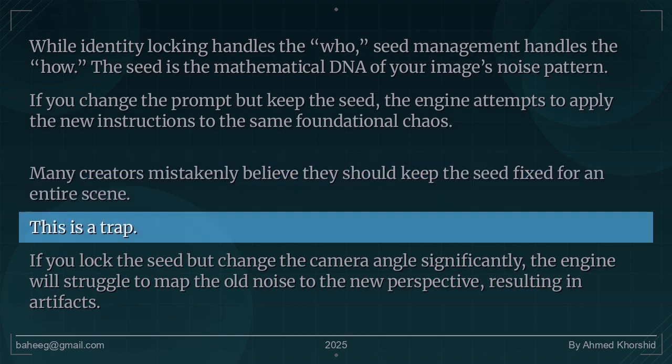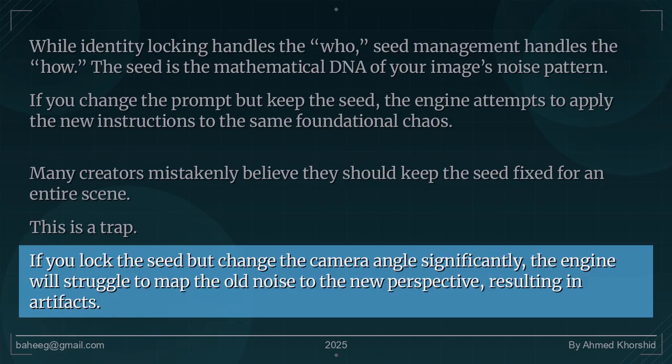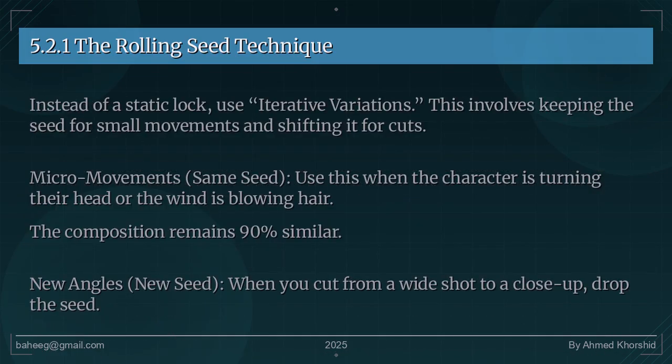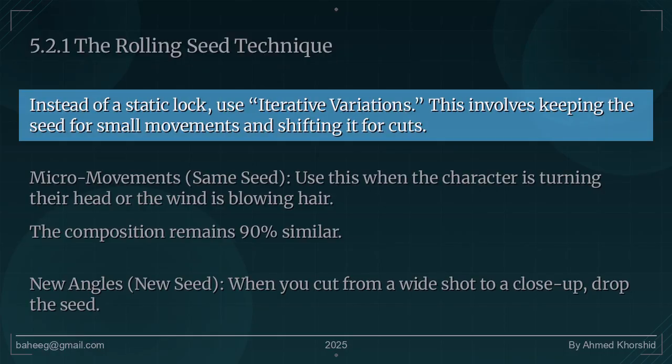This is a trap. If you lock the seed but change the camera angle significantly, the engine will struggle to map the old noise to the new perspective, resulting in artifacts. 5.2.1 The rolling seed technique. Instead of a static lock, use iterative variations. This involves keeping the seed for small movements and shifting it for cuts.